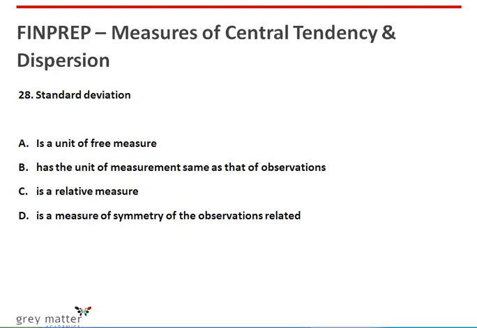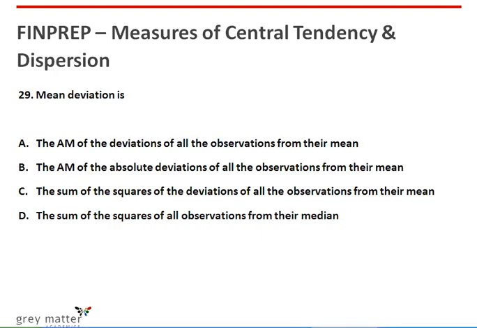Standard deviation has the same unit of measurement as that of the observation. Out of the 4 options, if you see, the option B, which says it has the unit of measurement same as that of the observation, is correct. This is as per the property and the definition of standard deviation.